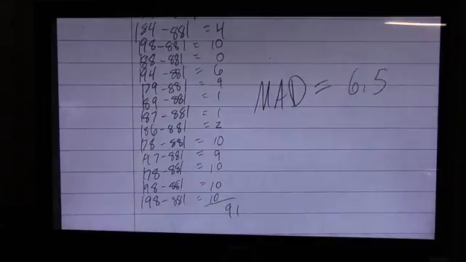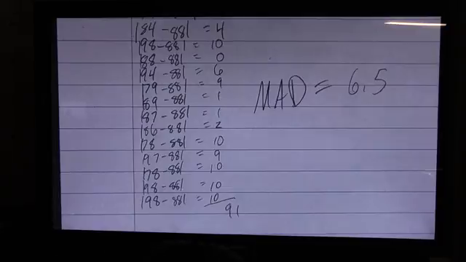Now, because that is a low mean absolute deviation, and when I say low, a mean absolute deviation of 0 would mean all the values are equal to the mean. And 6.5 is kind of low relative to the mean absolute deviation of other sets of data that you're going to be working with today. So 6.5 is kind of low.